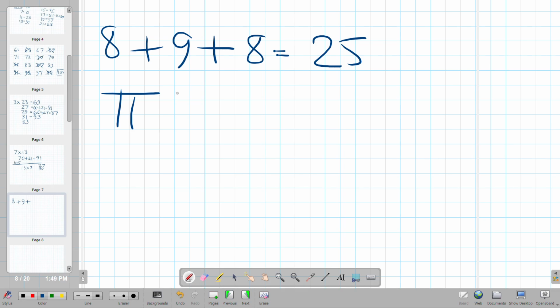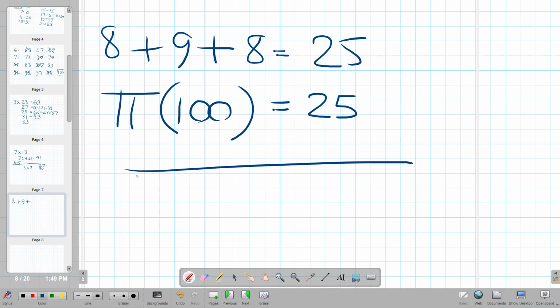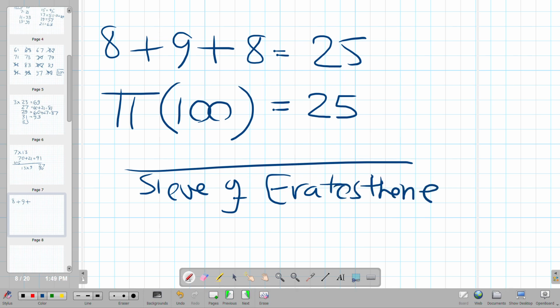There's this function called pi, and pi of 100, the total number of primes up to a number, is 25. So we're done with the sieve of Eratosthenes. And now we can move on to inclusion-exclusion, and I'll do the simplest possible example of it.